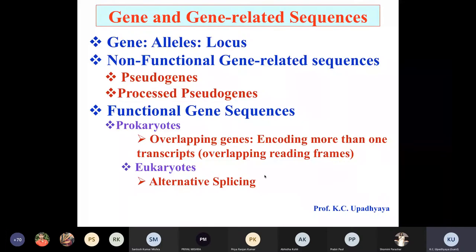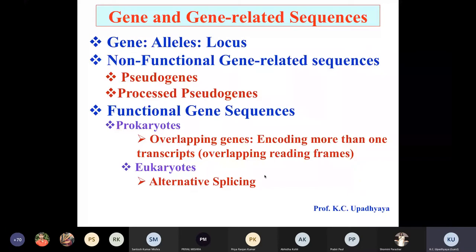We said already that non-functional gene-related sequences, we don't call them genes, we call them pseudogenes or processed pseudogenes. Of course, we'll come back to this discussion. DNA sequences are available, and in any organism, a multitude of pseudogenes and processed pseudogenes are present in the system. What is the difference between a processed pseudogene and a pseudogene? Any gene which becomes defective, either because of mutations or some other reasons, and becomes non-functional during the evolutionary process, we call a pseudogene because it's not functional at the present juncture.